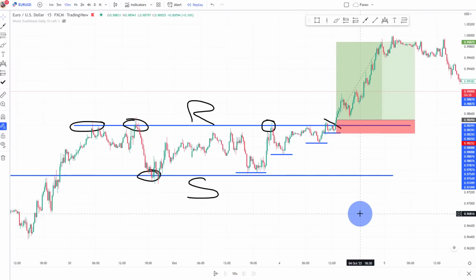So I want to leave it at that. There are many different ways of corrective waves. They can manifest in so many different ways.